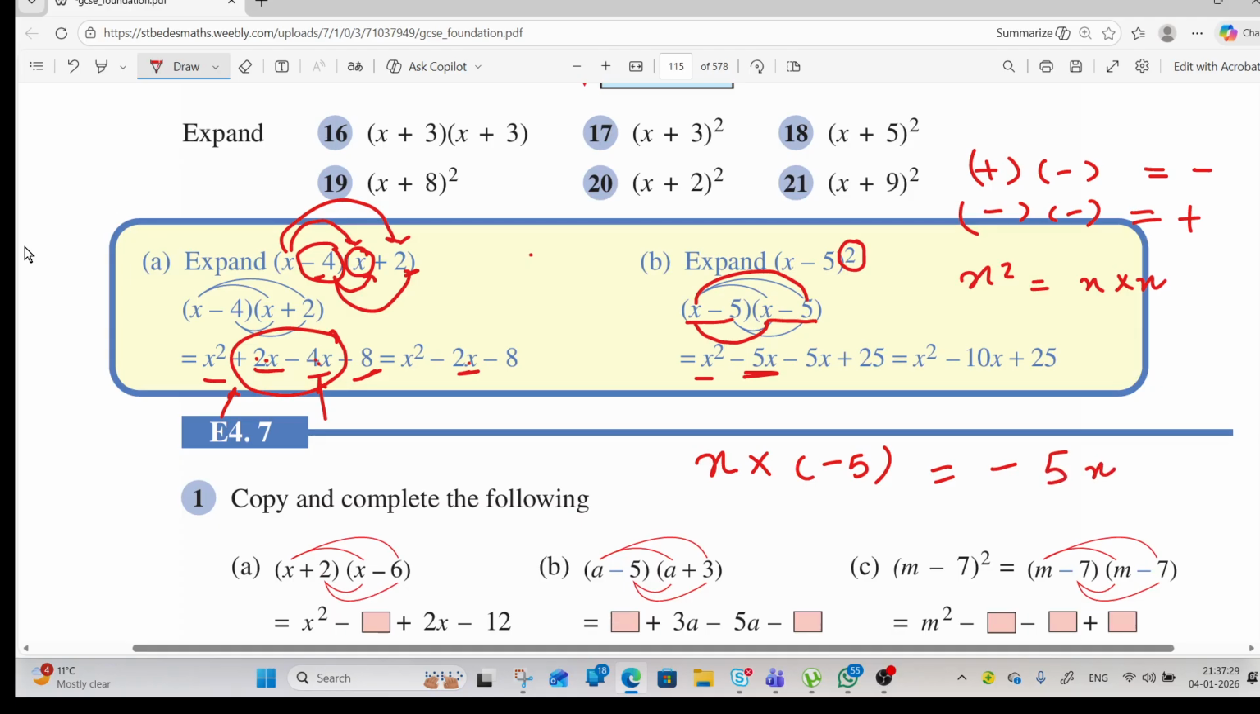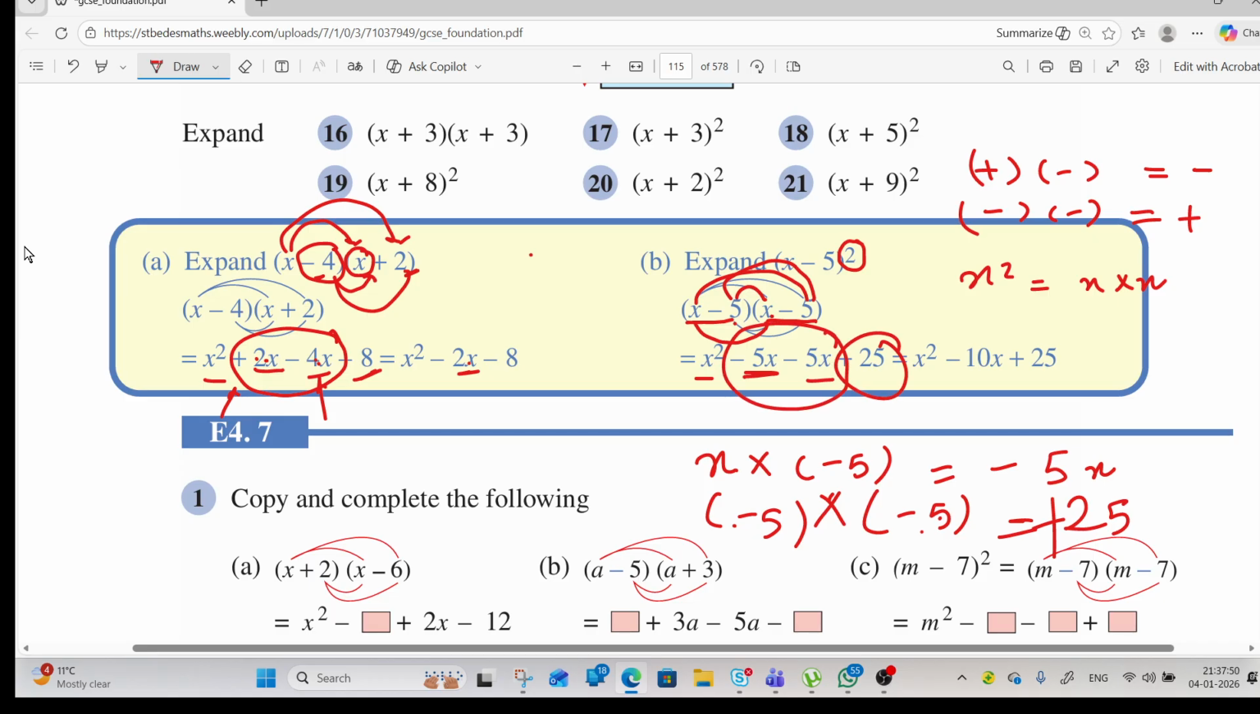Then you do negative 5 times x, you get negative 5x. Then you do negative 5 times negative 5. When you multiply two numbers that both have the same sign, you get a positive answer. 5 times 5 is 25, but they both are negative, so you get positive 25. Okay, then you solve these two like terms. Again, they both have the same sign. Same signs means you add them. 5 plus 5, 10x. But you need to put the negative sign there.